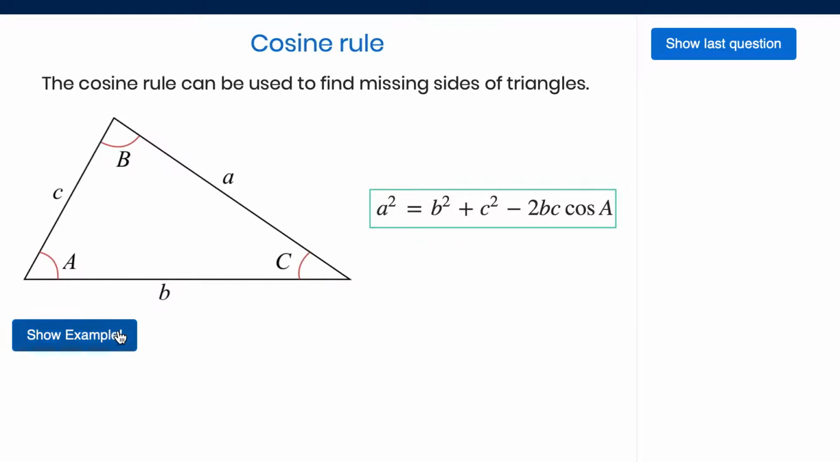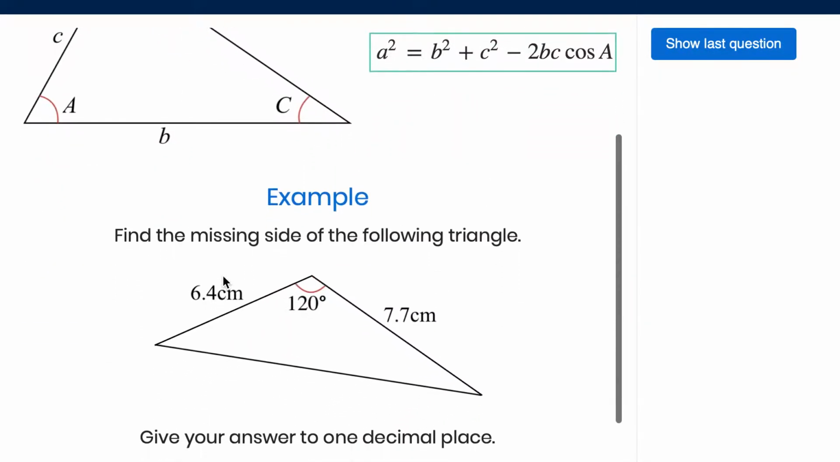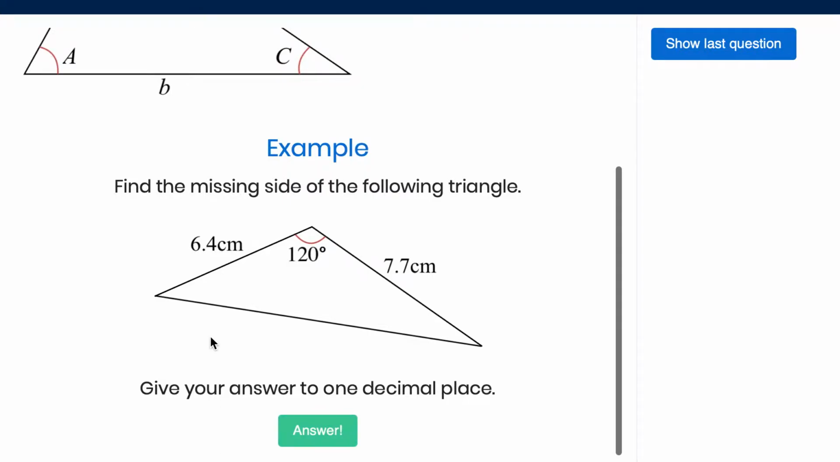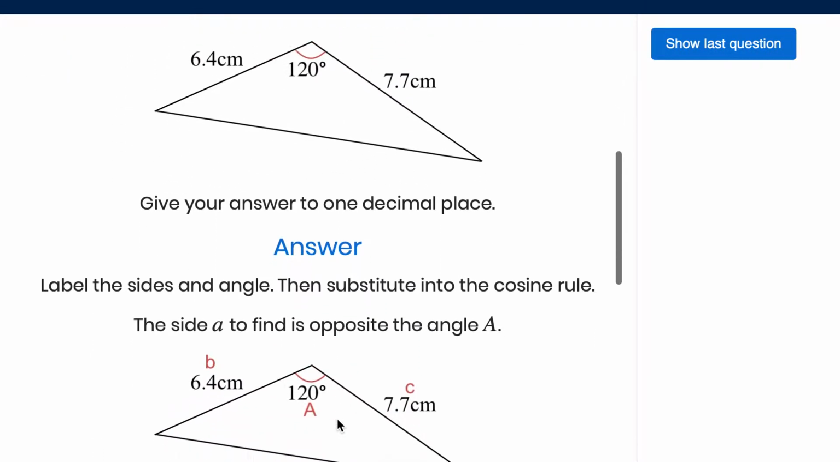Right, so let's see an example. Find the missing side of the following triangle. It has sides of length 6.4 centimeters and 7.7 centimeters with a 120-degree angle between them. Give your answer to one decimal place. Right, let's see the method.